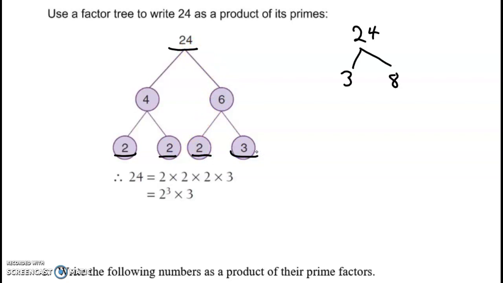And so 24 we can express as a multiplication of all of these numbers on the bottom row. And we'll see if you multiply them all together, that equals 24. So 2 times 2 is 4, times 2 is 8, times 3 is 24. And so here's a product of prime factors.